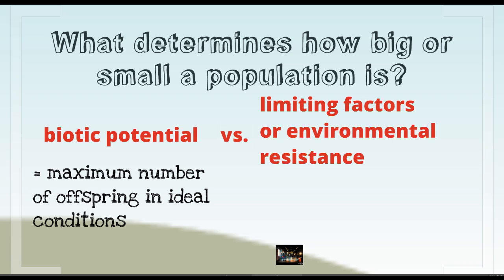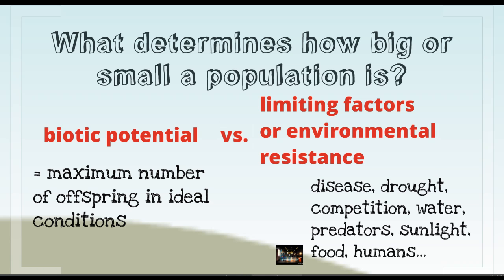Now this is the biotic potential. This is an ideal number, not an actual real number. And the reason you don't reach that real number is because of these limiting factors. Disease, drought, competition, water, predators, food, human activities, all of these things will keep species from reaching their biotic potential.